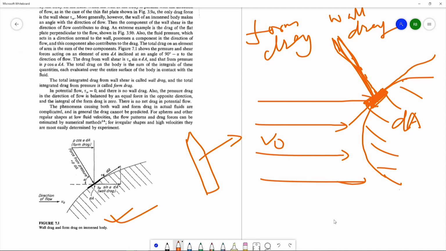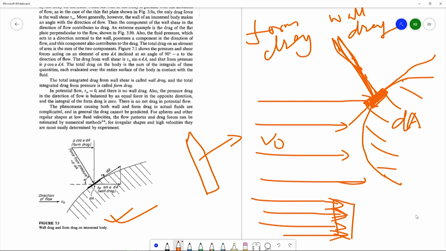Form drag acts in the normal direction. Suppose you have this rectangular plate and fluid is flowing in this direction. Then this is completely form drag, right? It is acting in the normal direction, so it is nothing but fluid pressure, P.